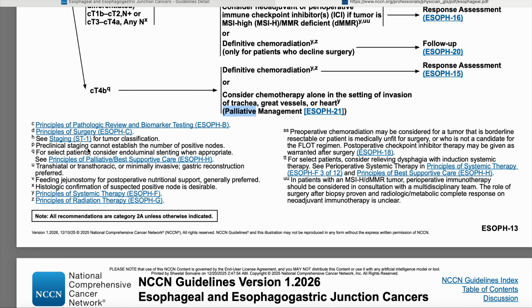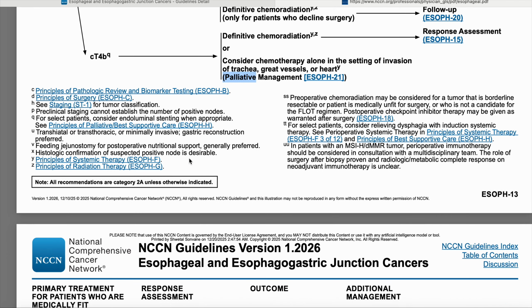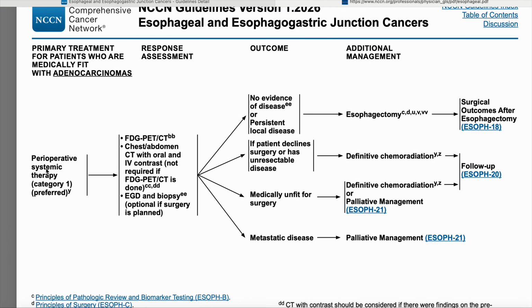So preclinical staging cannot establish the number of positive nodes. We have seen all these things. Now perioperative systemic therapy, which is a category 1 recommendation in case of adenocarcinoma, T2 high risk lesions or N plus disease, or T3, T4a disease.